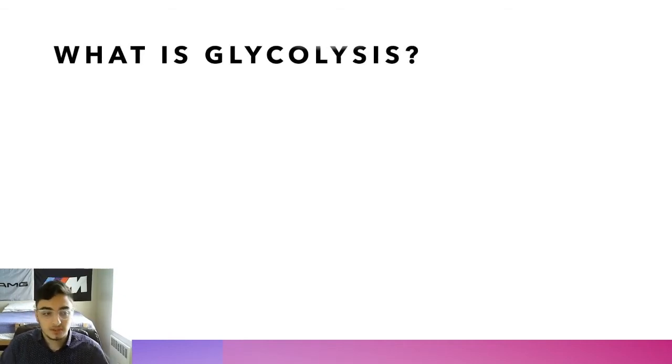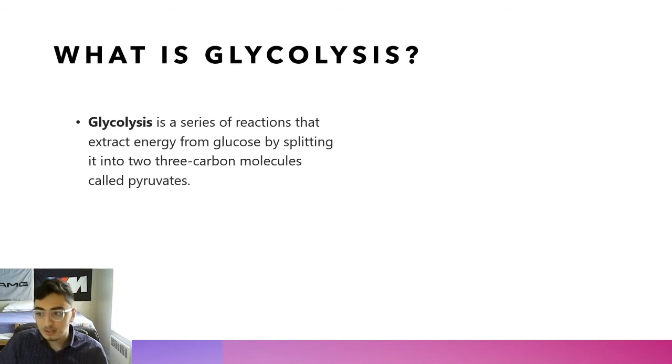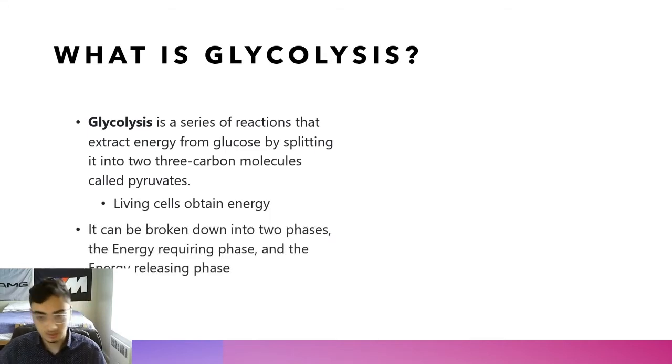So now that we've gone over all these different methods and a background of dynamical systems, it's important to discuss what is glycolysis. I mean, we haven't discussed that yet. Glycolysis is a series of reactions that extract energy from glucose by splitting it into two 3-carbon molecules called pyruvates. That obviously did not make a lot of sense for us. So it's essentially living cells obtaining energy.